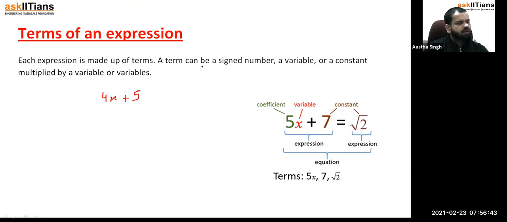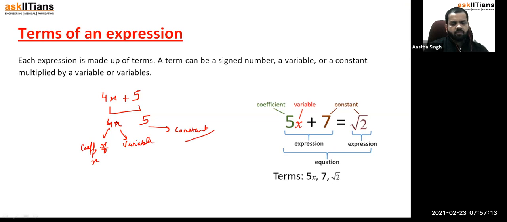There are only two terms, your 4x and your 5. If you split further, 4 is the coefficient of x, x is the variable, and 5 is the constant. I think you've got the point.